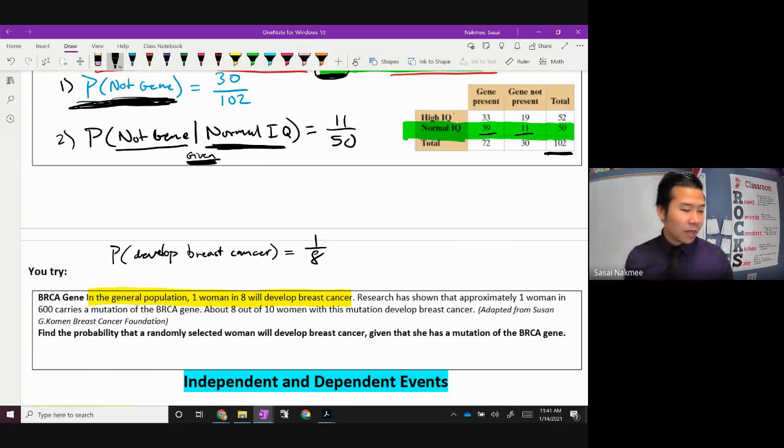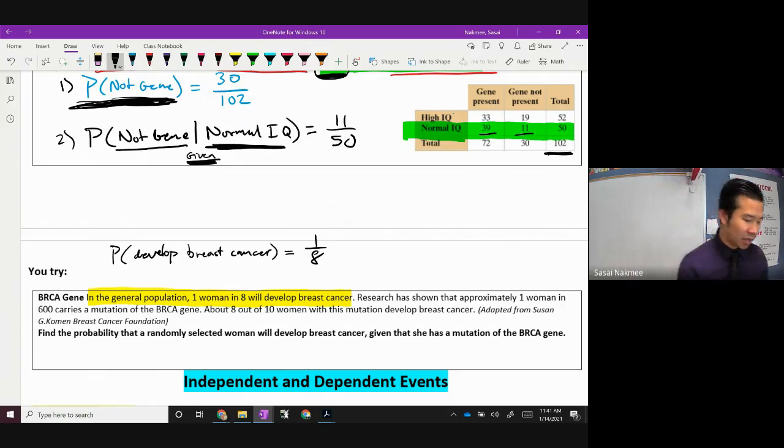Now, research has shown that 1 woman in 600 carries the mutation of this BRCA gene. So what this is asking now, what's the probability of you developing breast cancer given that they have the BRCA gene? Oh my God, my handwriting is terrible. Let's try it again.